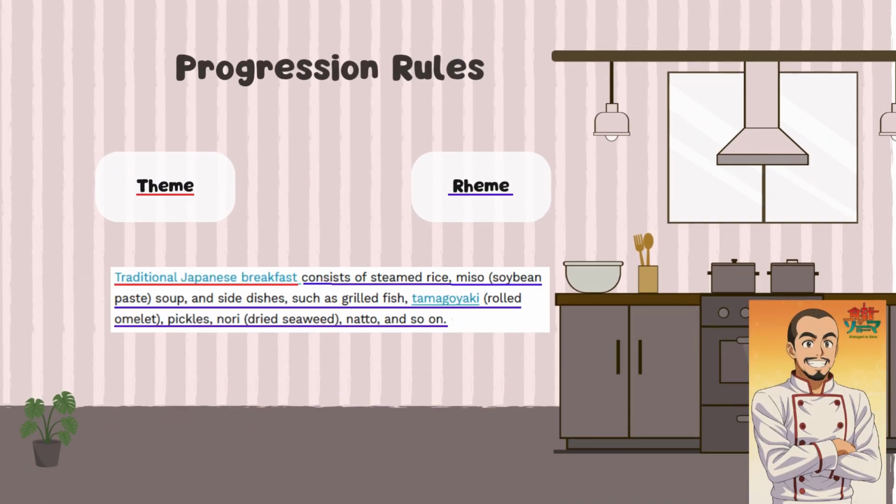Next, we are going to see the progression rules, which have to do with the theme and the rheme of the text. Here we have a little abstract of the text. In the part highlighted in red, we have the theme, which is traditional Japanese breakfast. And then we have the rheme, which is a brief description of what a traditional Japanese breakfast is. As you can see in the part highlighted in blue, it's describing what a traditional Japanese breakfast is.